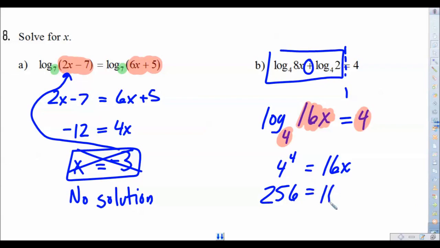So if 256 equals 16x, then to solve, we have to divide. I know enough perfect squares to know that if I divide 256 by 16, I'm going to get 16 again. Now is this one going to be okay? I think so, because if we plug a 16 in there, we're going to get a positive value for that logarithm.